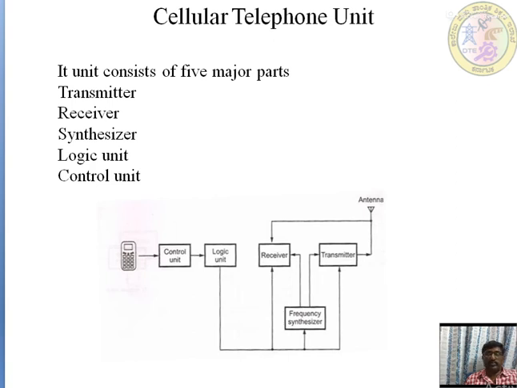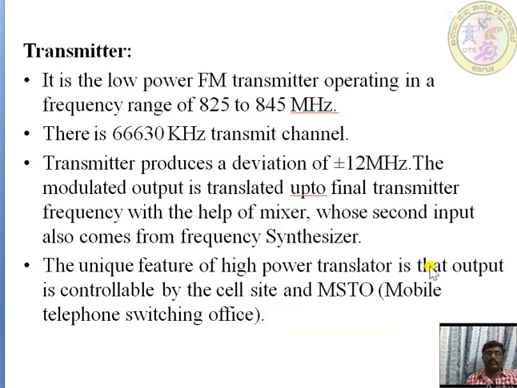Next is cellular telephony. The unit consists of five major parts: transmitter, receiver, synthesizer, logic unit, control unit. So this one is the block diagram of the mobile phone: control unit, logic unit, the receiver, the transmitter, the antenna and the frequency synthesizer. Transmitter. It is a low power FM transmitter operating in a frequency range of 825 to 845 megahertz, with 666 channels of 30 kilohertz each. The transmitter produces deviations of plus or minus 12 kilohertz.